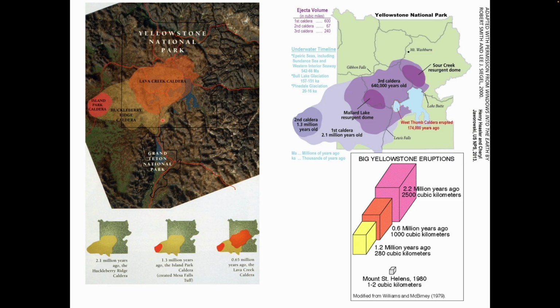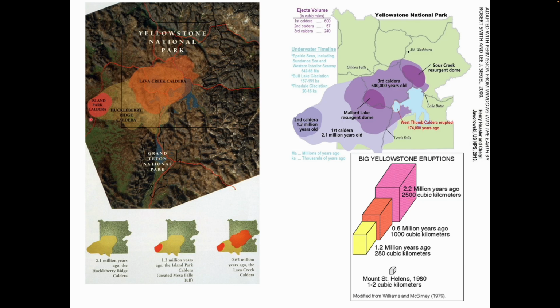The oldest caldera at Yellowstone is the Huckleberry Ridge caldera, and it occupies this lightest purple area on the right image and this lightest yellow area on the left image, and that's about 2.1 million years ago. It is the largest of the eruptions in modern-day Yellowstone. It erupted about 2.1 to 2.2 million years ago, and it erupted 2,500 cubic kilometers of ash. That's an insane amount. That's a very, very large volcanic eruption.